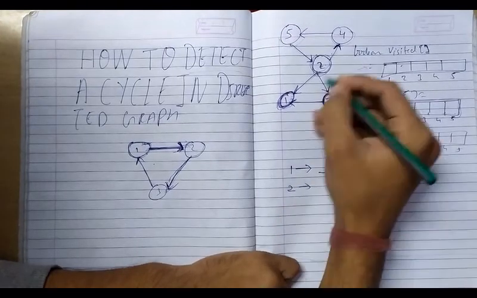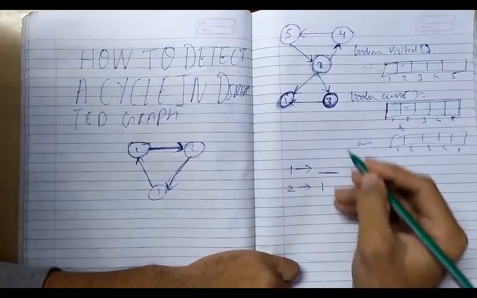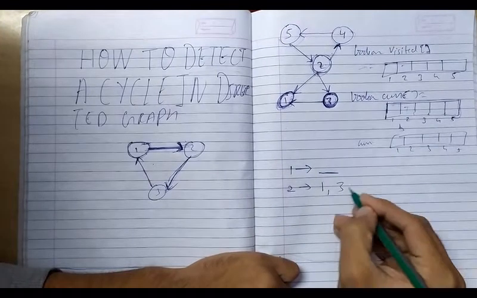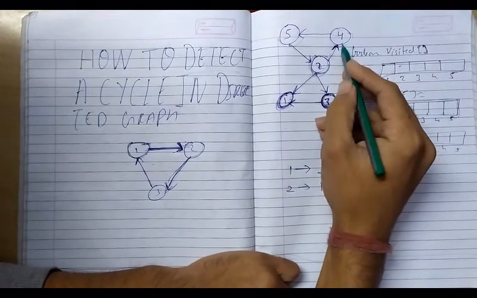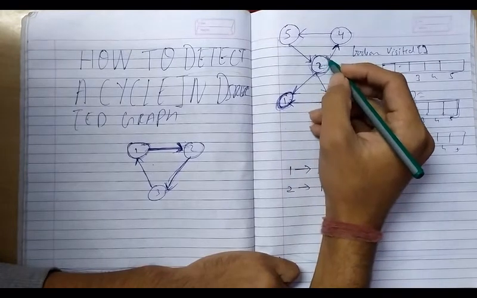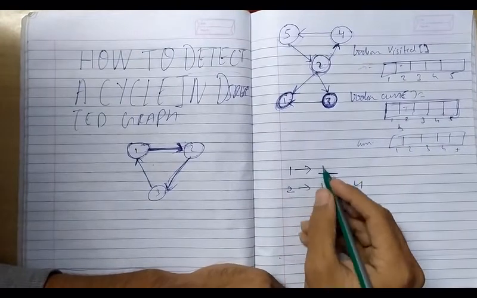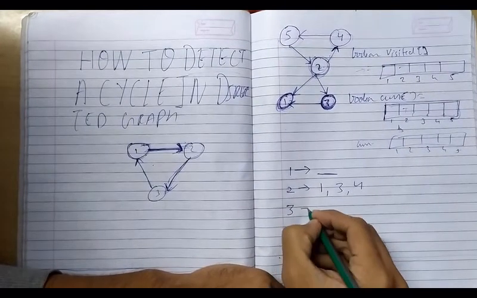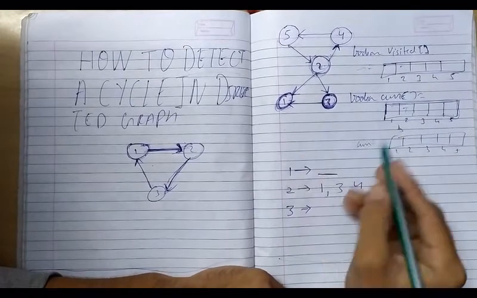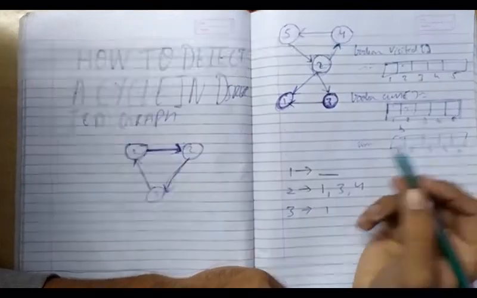Is there any neighbor of 2? Yes, from 2 we can go to 1, so 1 is a neighbor. From 2 we can also go to 3, and from 2 we can also go to 4. From 2 we cannot go anywhere else. So 1, 3, 4 are the neighbors of 2. Is there any neighbor of 3 in our graph? Yes, from 3 we can go to 1. So 1 is a neighbor of 3.